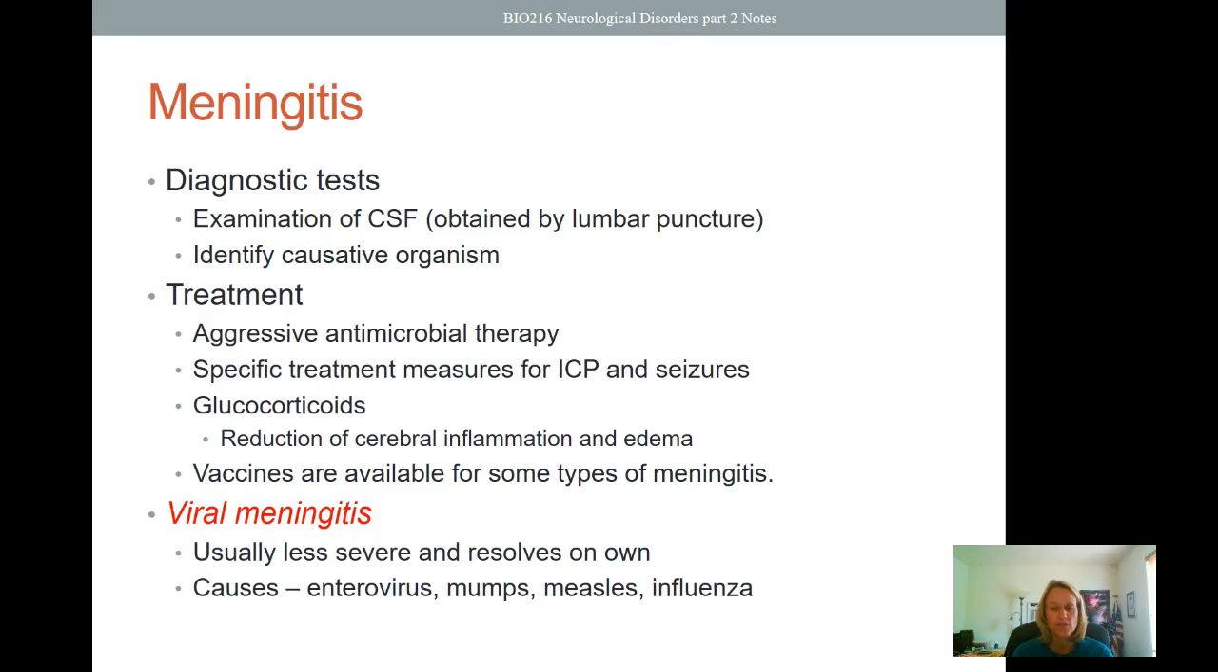Vaccines are available for some types of meningitis. In fact, my daughter going off to college will be receiving some of these soon.